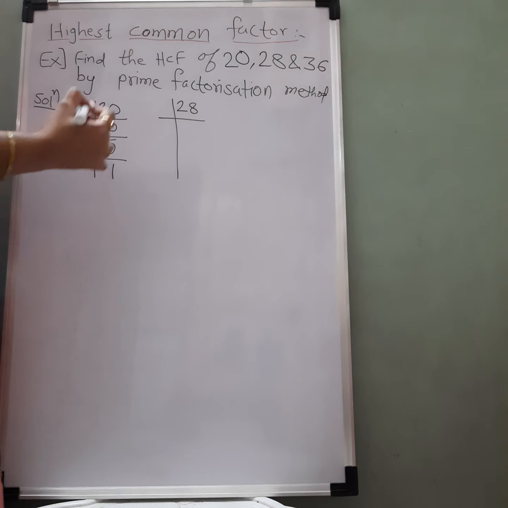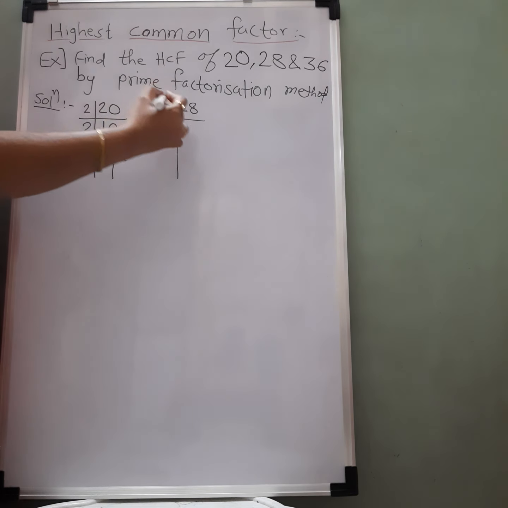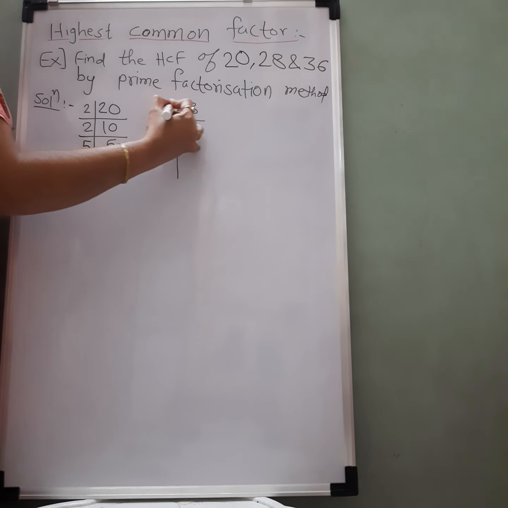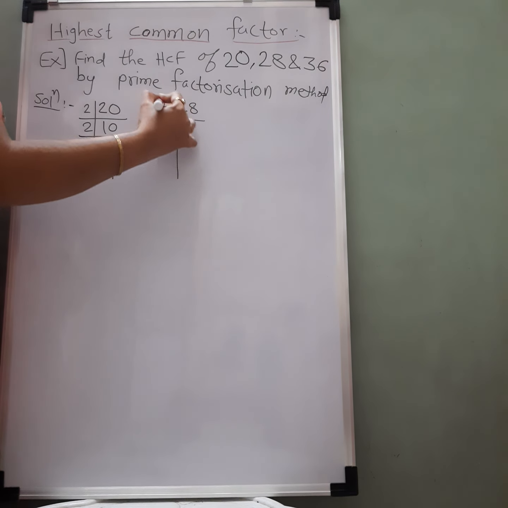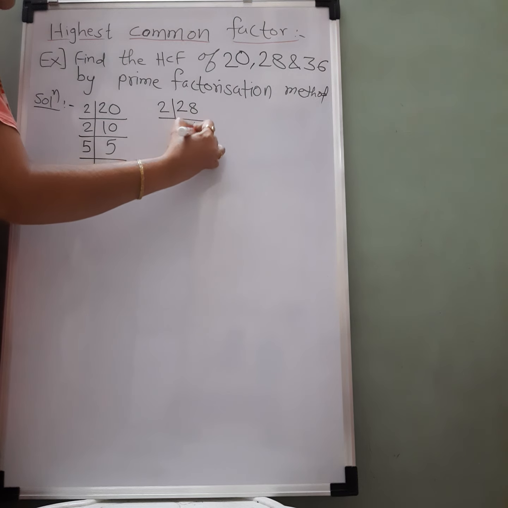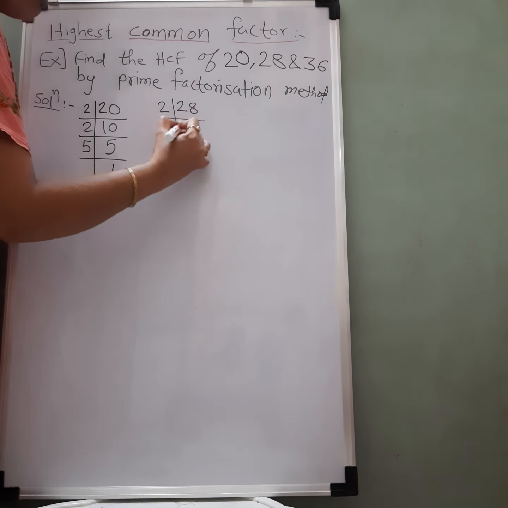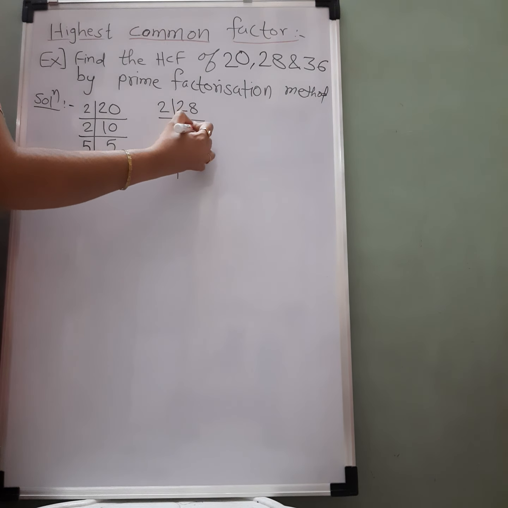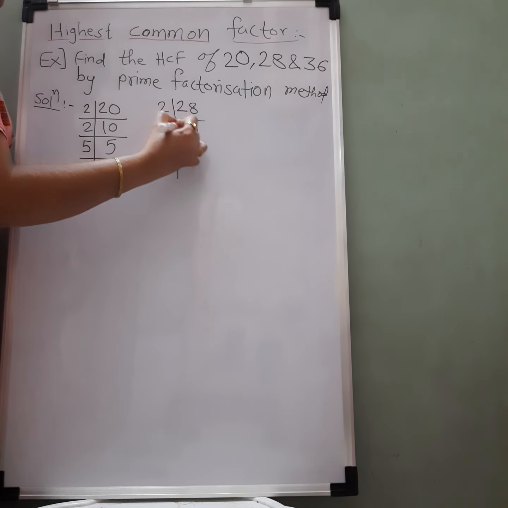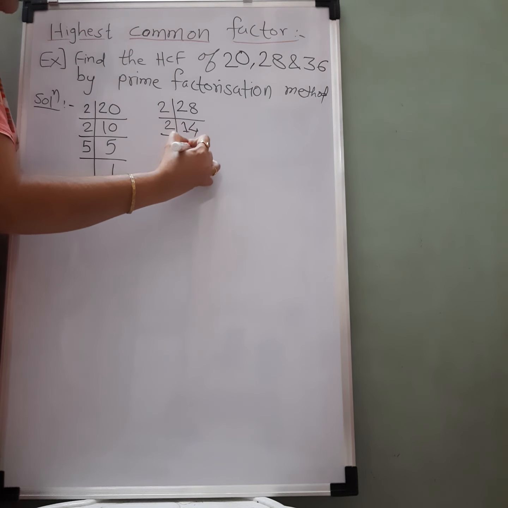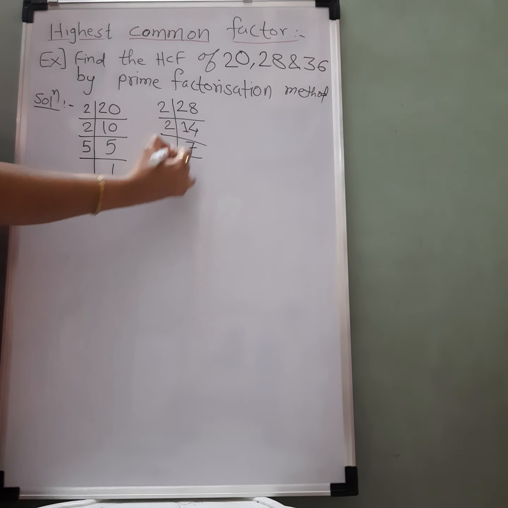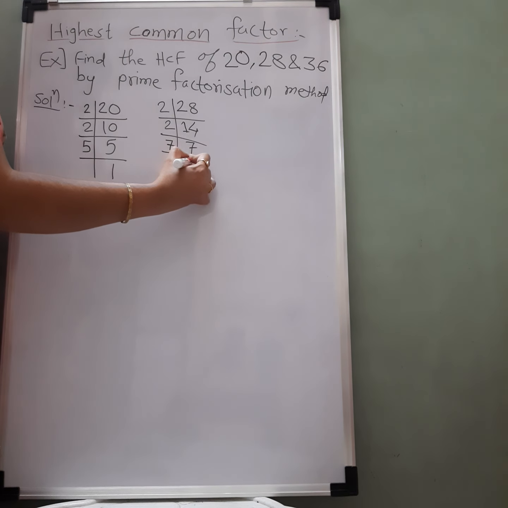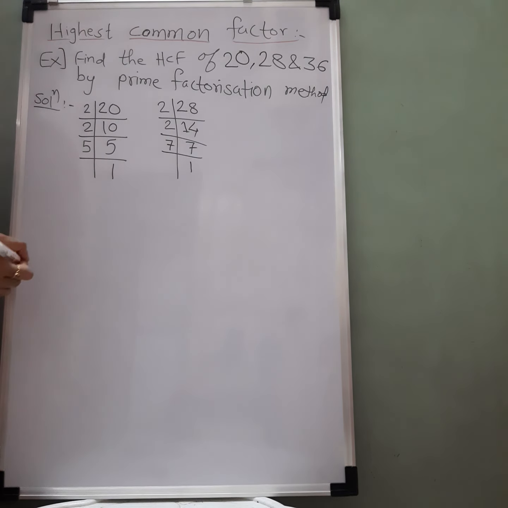Now see, here the ones place digit is 8. Therefore 28 is divisible by 2. That is, 2 ones are 2, 2 fours are 8. Again now the number is 14, and the ones place digit is 4, so it is again divisible by 2. That is, 2 sevens are 14. Now 7 is a prime number, so we divide it by the number itself, that is 7. So 7 ones are 7.